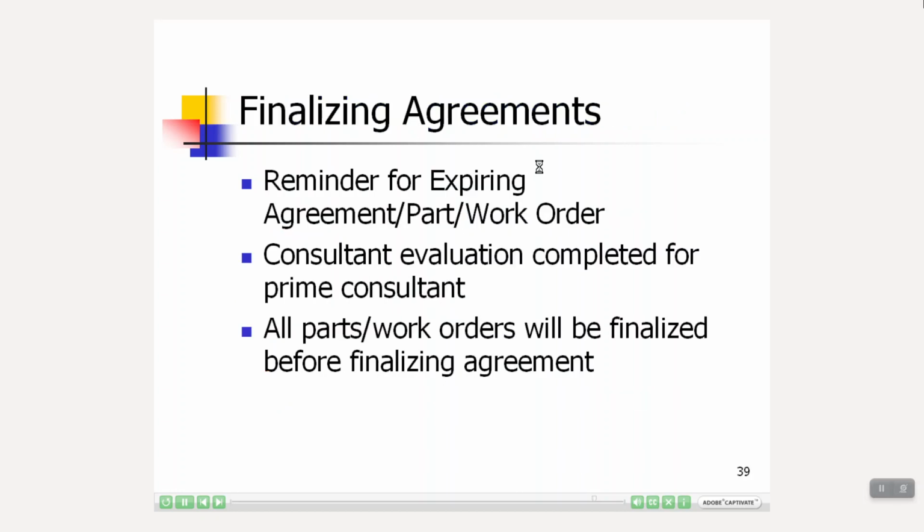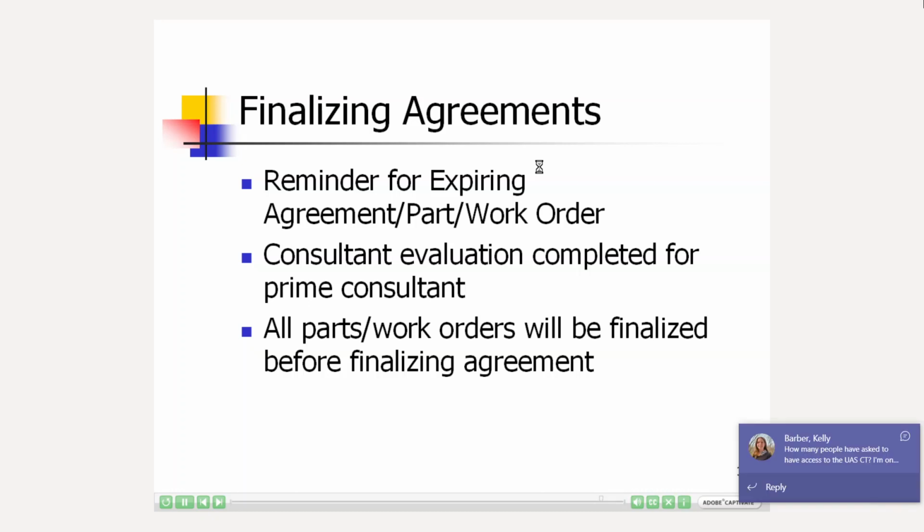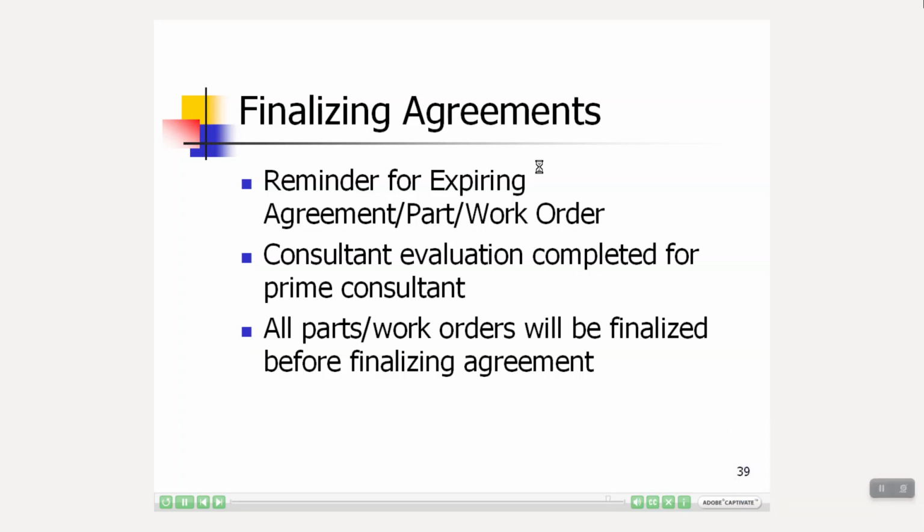There is a new process in ECMS 2 to finalize agreements. Once the agreement is reaching the end, there will be a reminder for expiring agreements, expiring parts, or expiring work orders. So once the agreement gets to the end point and it's nearing the expiration date, there will be a reminder. And that's also something else new that you'll see in the work queue. That's another good reason to go into your work queue, to view information that's something you have to do, or here in this case it will give you a reminder about something that's expiring.